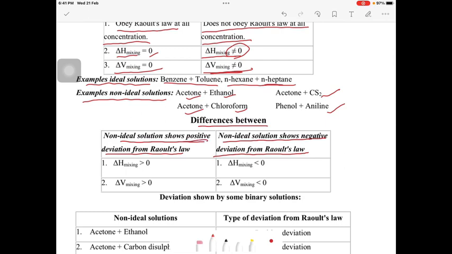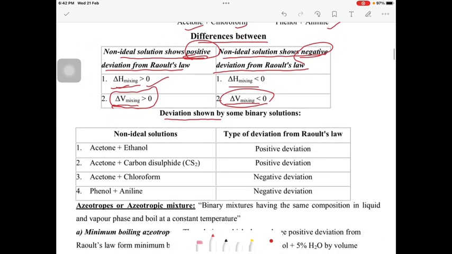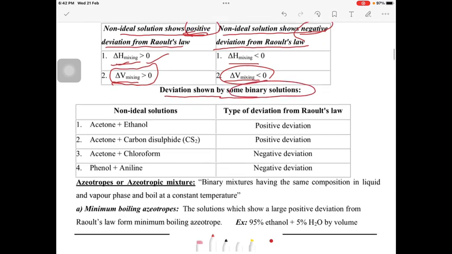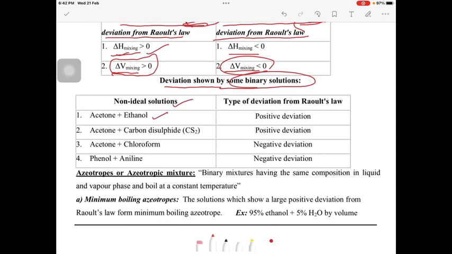For positive deviation, the change in enthalpy of mixing is greater than 0. For negative deviation, the change in enthalpy of mixing is less than 0. Change in volume on mixing is greater than 0 for positive deviation and less than 0 for negative deviation. Deviation shown by some binary solutions: ethanol and acetone positive deviation, acetone and carbon disulfide positive deviation, acetone and chloroform negative deviation, phenol and aniline negative deviation.